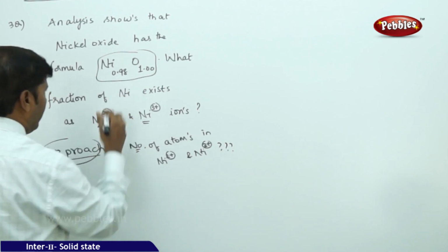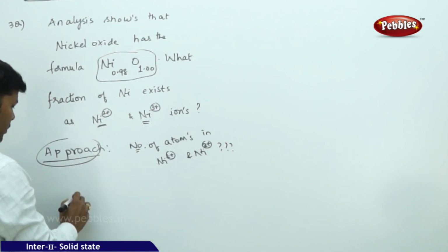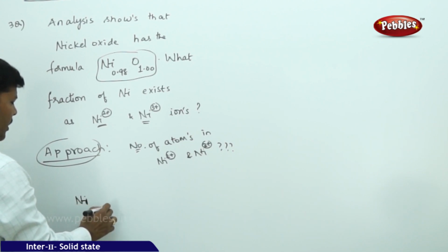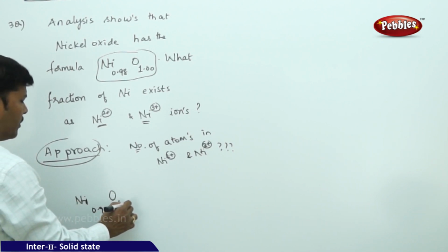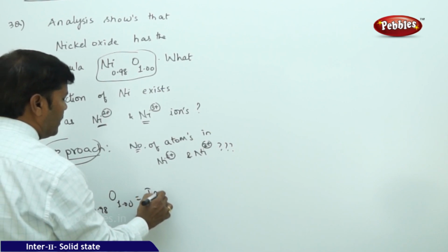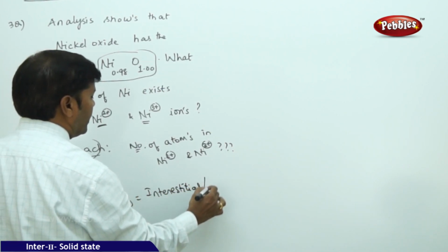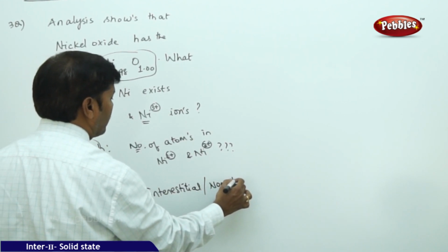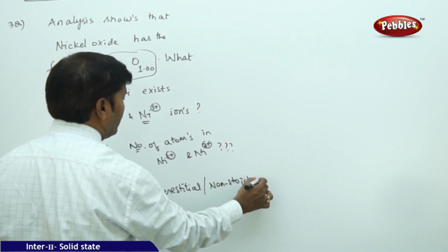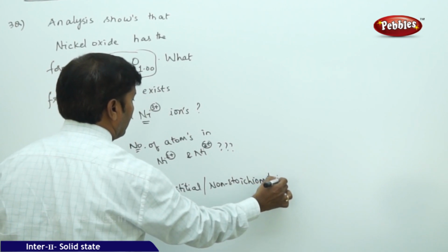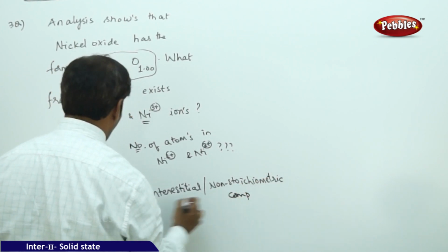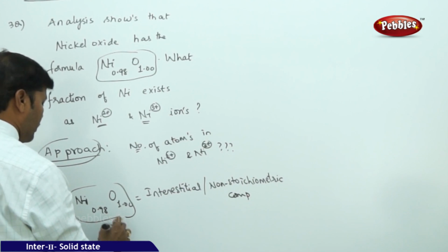And what is the nature of the compound? The nature of the compound Ni0.98 O1.00 is that it is an interstitial, or you can say non-stoichiometric compound. That means it contains a variable oxidation state. Non-stoichiometric compound means it has variable oxidation state.